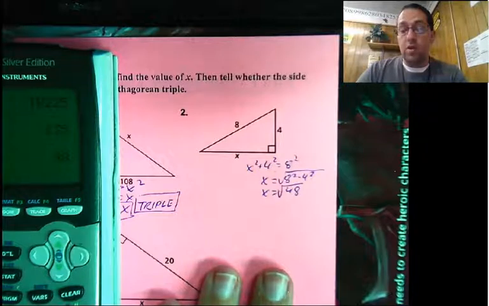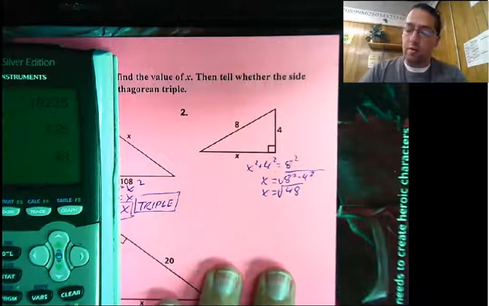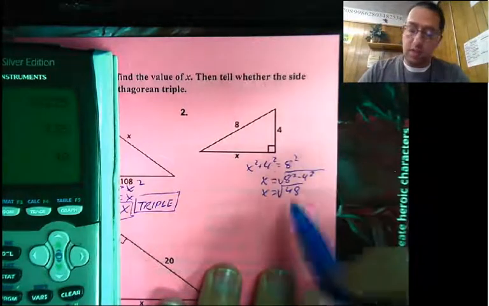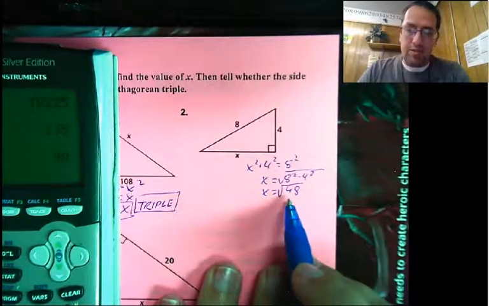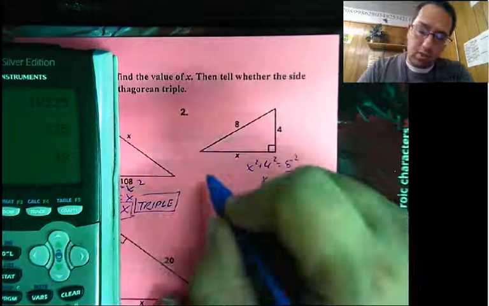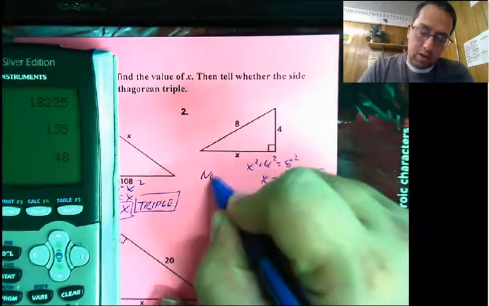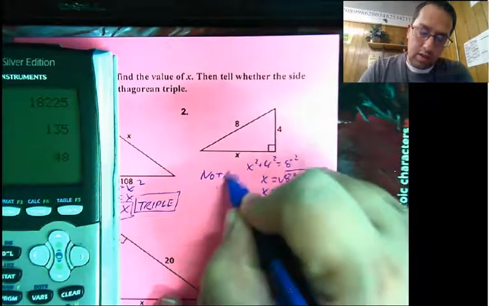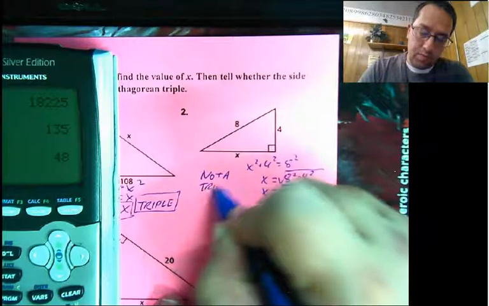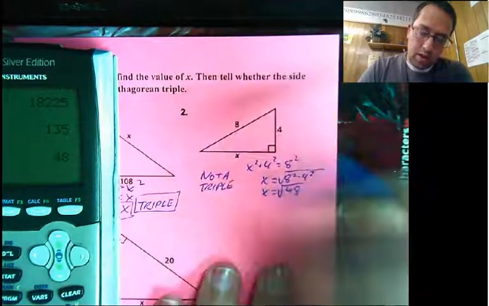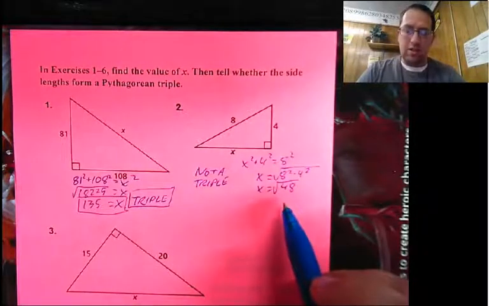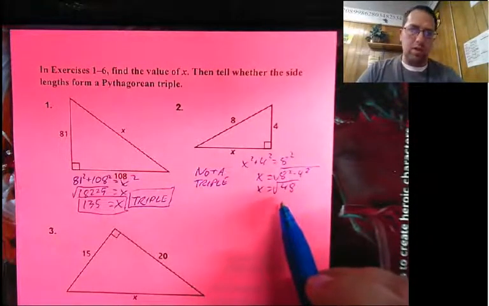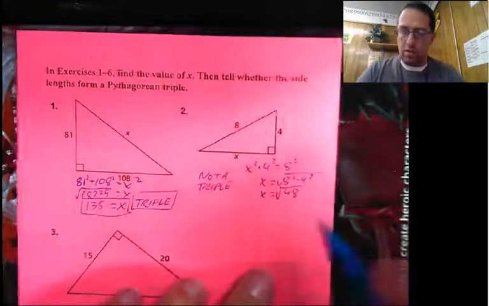48 is not a perfect square. Not going to work. 49 is. That would be 7, but this is not. So it's no good. Since that is not a perfect square, we don't have an integer here. This is going to not be a triple. So I'm going to write that over here. Not a triple. But I need to know what this is. And I don't want to leave it as a decimal because it's going to be ugly, right? It's going to be irrational. It's going to go on forever.